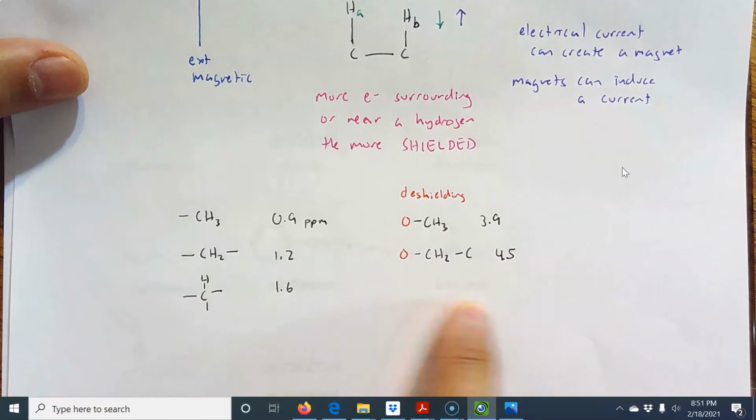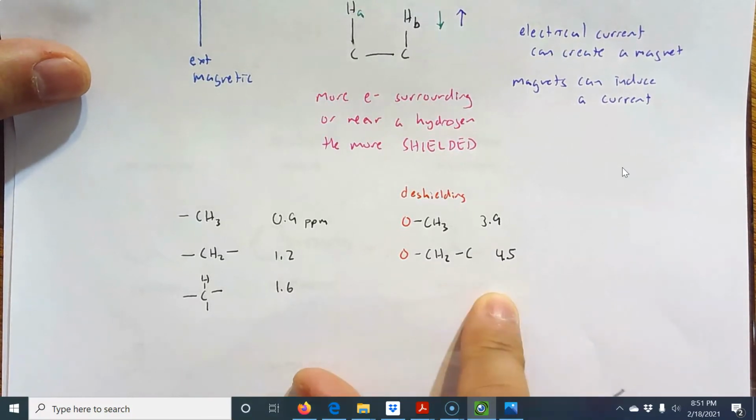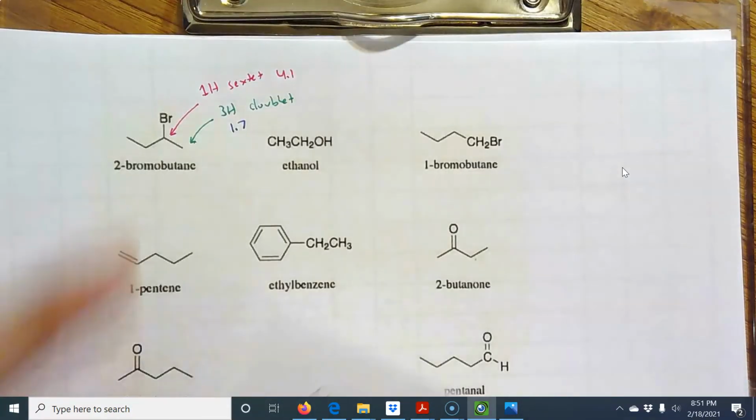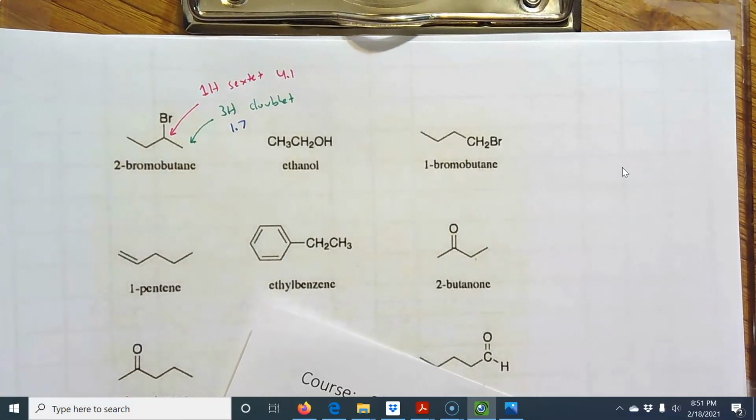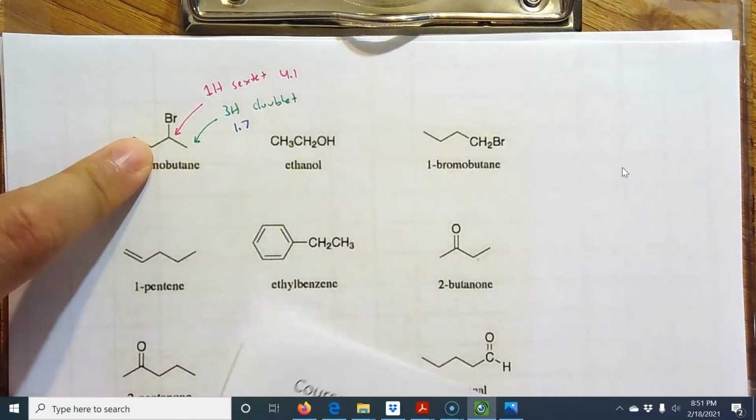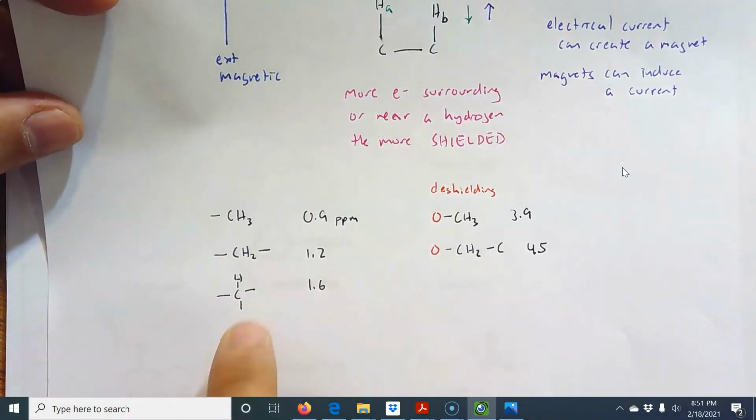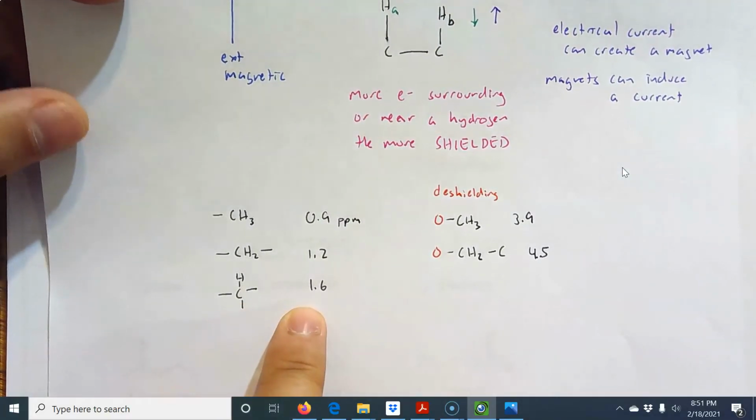Okay, 4.1. See, I don't have an apples to apples comparison because I wish I had the oxygen methine over here, but I don't. I'm not going to spend time looking for it. But still, that's pretty far. 4.1? Man, 4.1 just because there's a bromine there. Because without the bromine, a normal methine group would be 1.6.